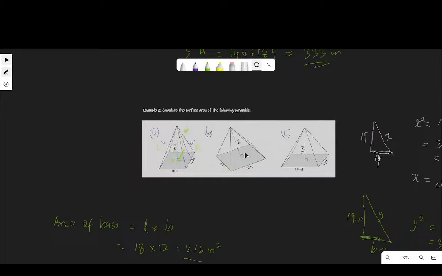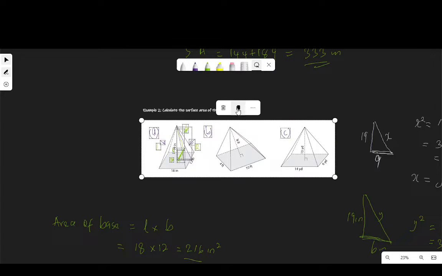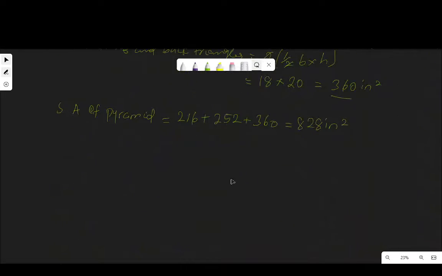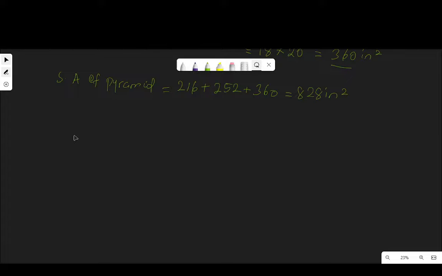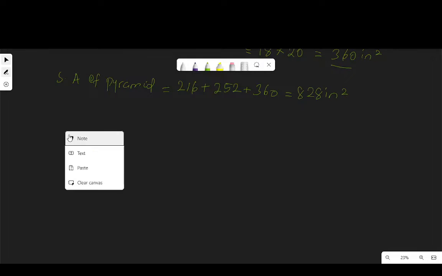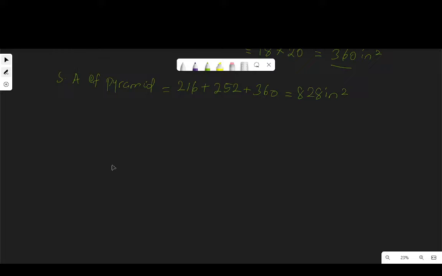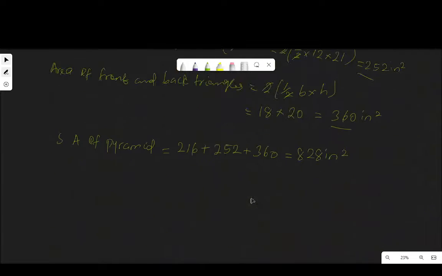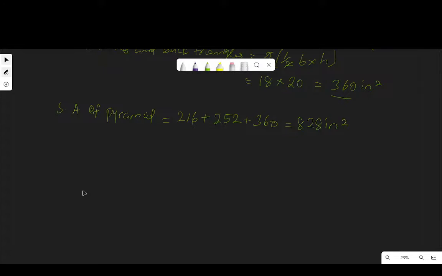For question B, let me copy this and move it down. Okay, that is that.